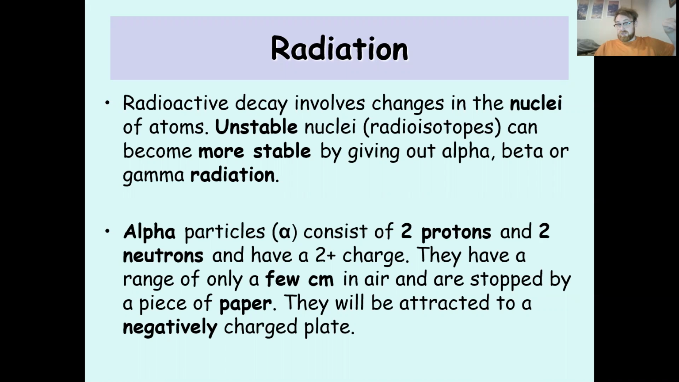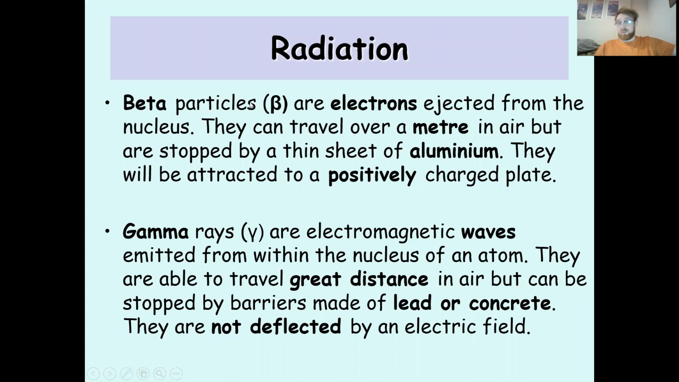a negatively charged plate. Beta particles are electrons. Simple as that. That's all a beta particle is, an electron. They can travel over a meter in the air, but are stopped by a thin sheet of aluminium, and they will be attracted to a positively charged plate. That's because we know that electrons are negatively charged. Remember, opposite charges attract.